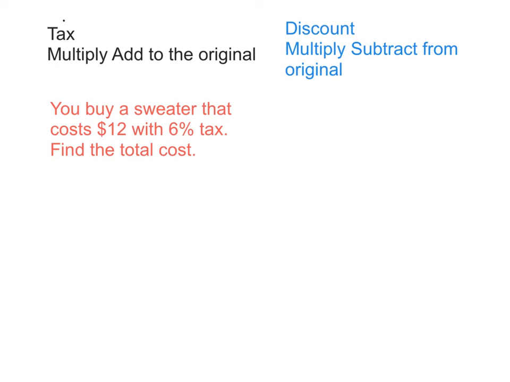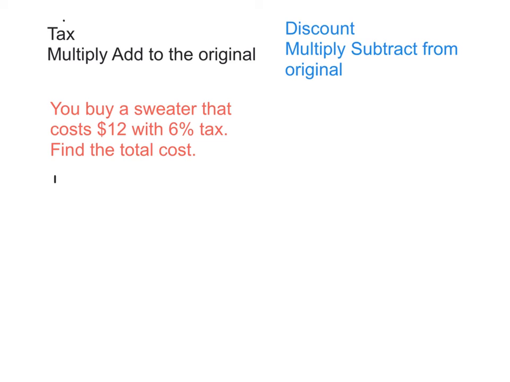So you buy a sweater that costs $12 with 6% tax. We want to find the total cost. So the first thing that we're going to do is find out what the sales tax is. In order to do that, we're just going to multiply. If you wanted to set a proportion, you definitely could, and then add them. I'm going to use the equation method for these ones just because it's a little bit easier.